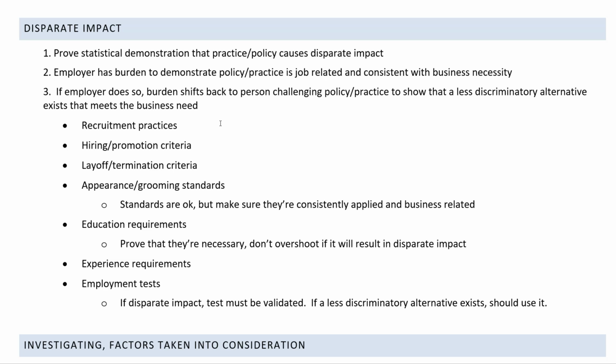Whatever experience requirements I'm putting on a job, whatever employment tests I'm using to screen people out for certain jobs, if we can show that there's a disparate impact, I have to validate that test. If we can find a less discriminatory alternative that still meets my need, then I should use that less discriminatory alternative. So disparate impact cases are notoriously difficult to prove. We're usually going to be dealing with very large companies where we have a lot of data that we can use. So it doesn't really affect small companies all that much. But if you end up working in corporate HR, this is the kind of thing you might have to deal with.